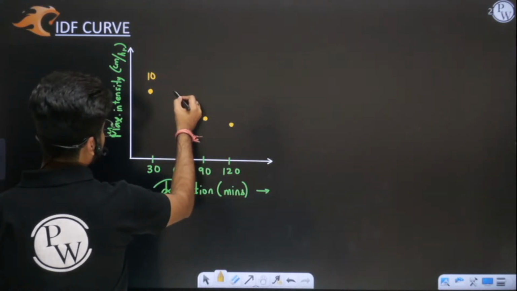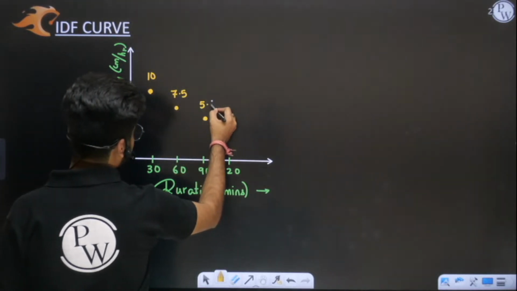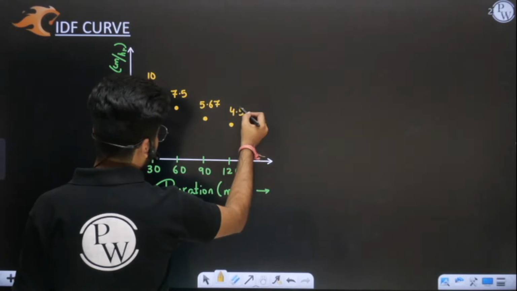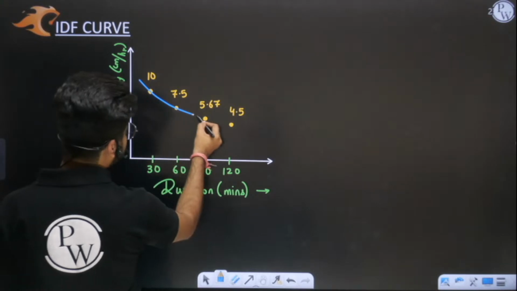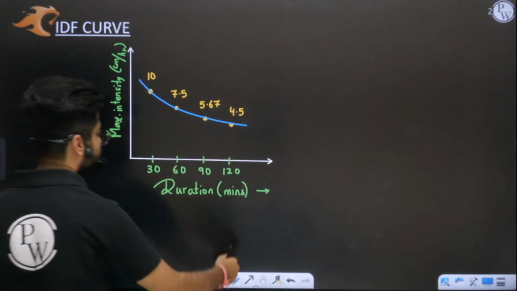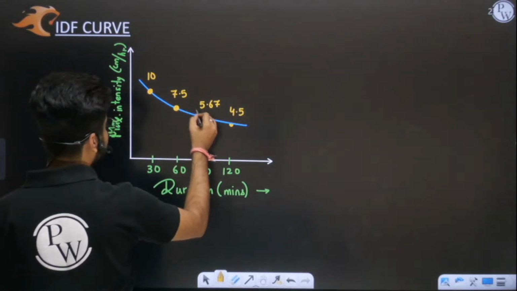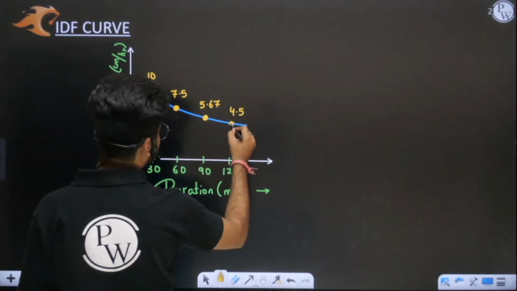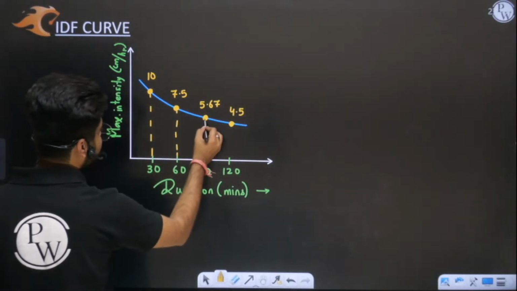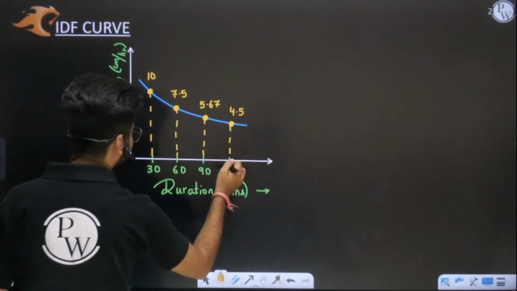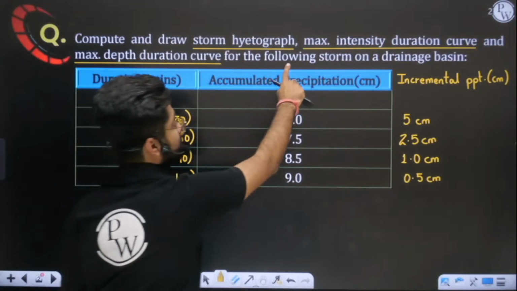10. Then 7.5, 5.67. At last we have 4.5. So these are all the values. Let me join it with the help of a line. Yes, a smooth curve we have made here. So this is 10, 7.5, 5.67, 4.5. So this is your maximum intensity duration curve. See, all the things which have been asked in the question we have drawn. I hope these points are very clear to you. Now at last we have also drawn the maximum intensity duration curve.